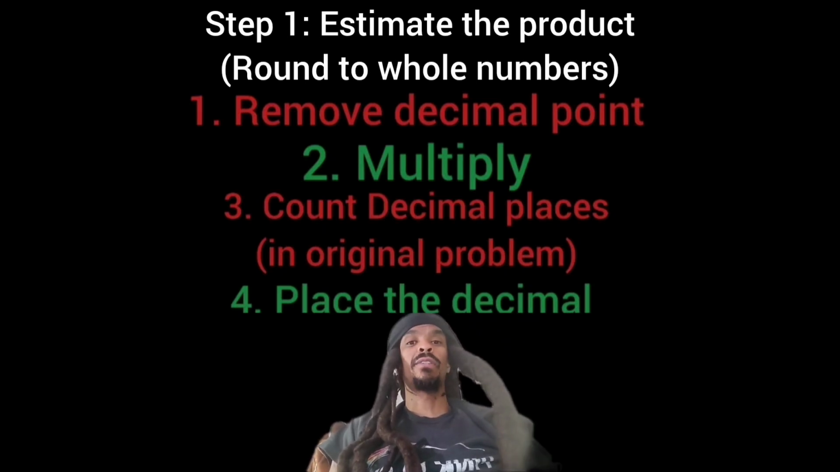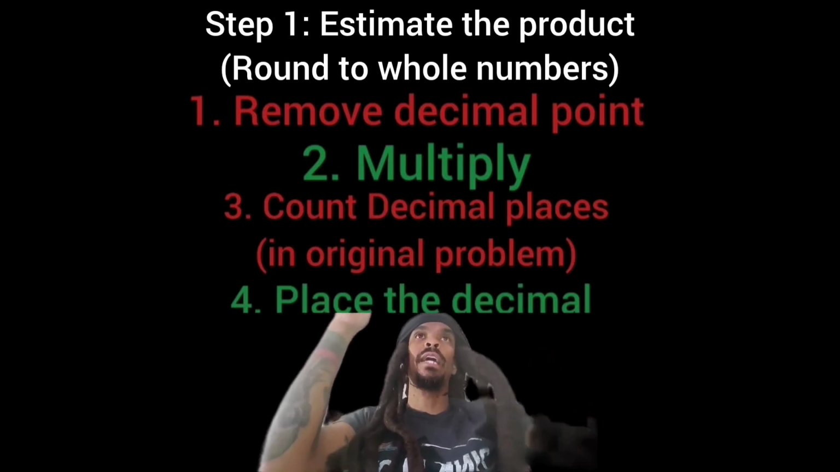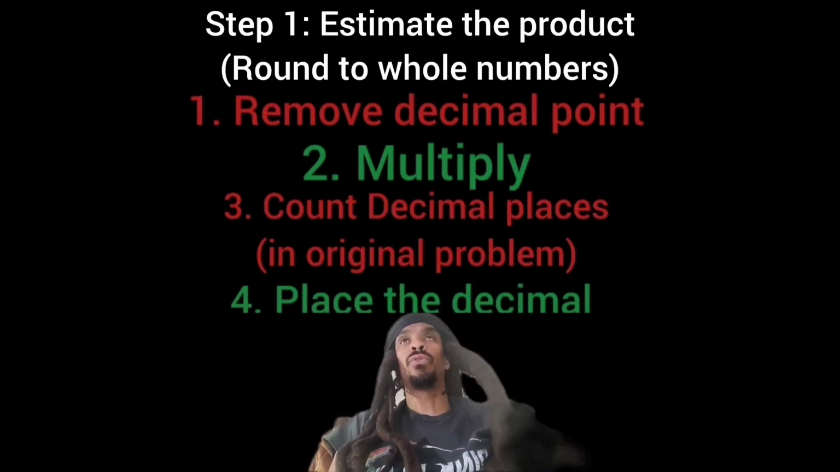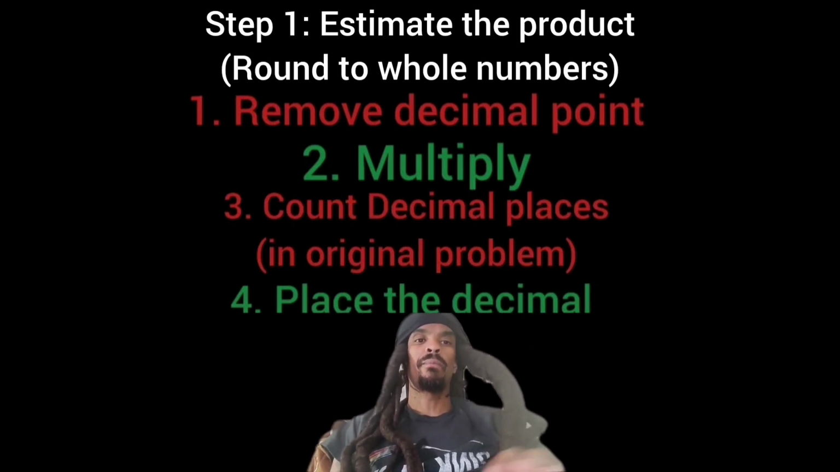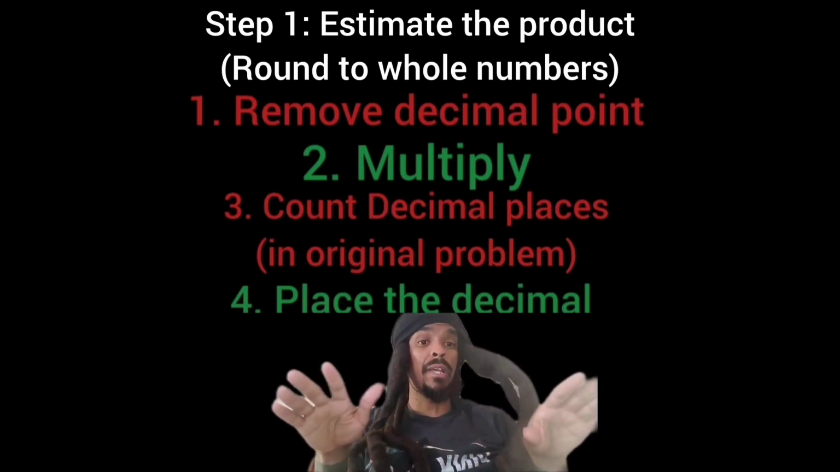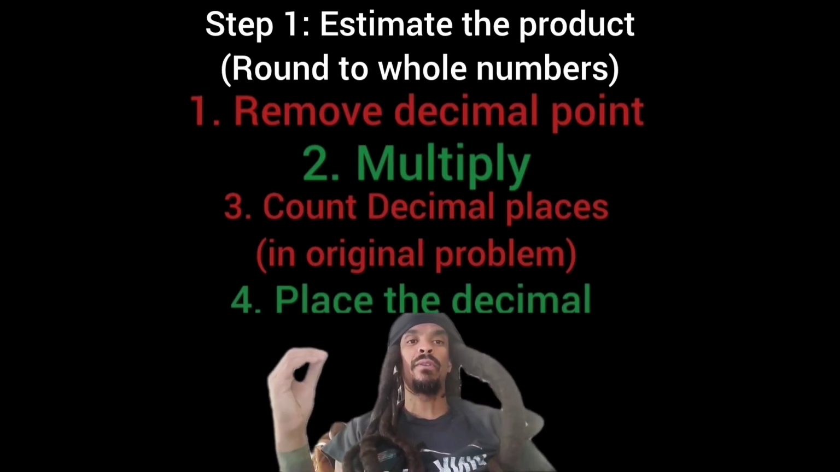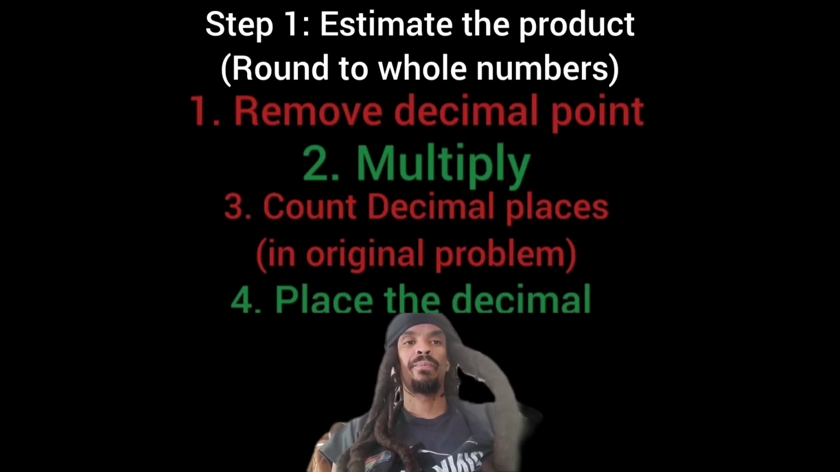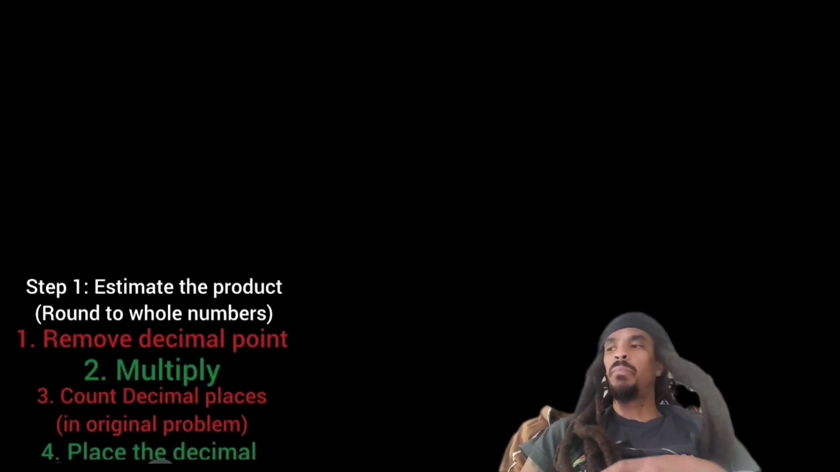Rewrite it without the decimal, solve by multiplying just as usual, recognize the decimal places in the original problem, and place that decimal in the correct spot, okay? So it's the same steps, except the first step we're adding is estimating what your answer is going to be. All right, now that we've got our steps, we're going to go ahead and apply them.